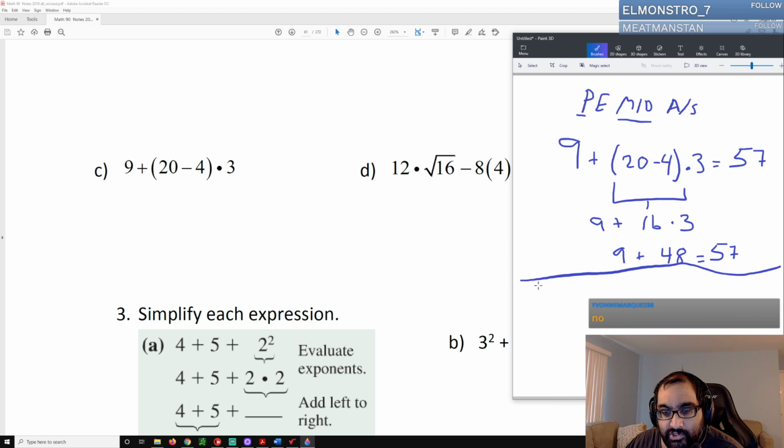All right, let's look at this next one here. We're going to do 12 times the square root of 16 minus 8 times 4.